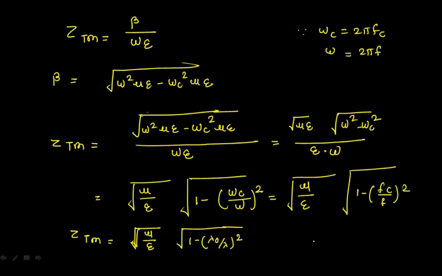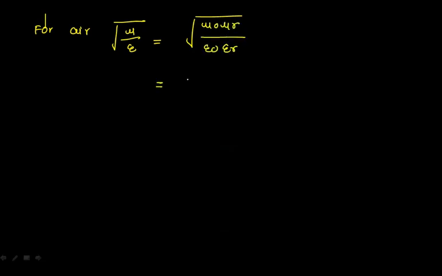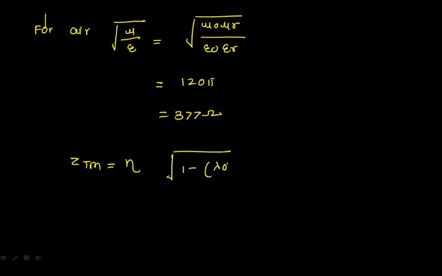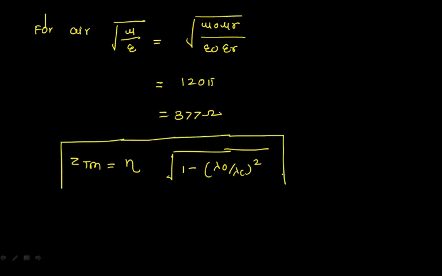Or again I can write here for air, this mu by epsilon is nothing but mu 0 mu r by epsilon 0 epsilon r, and we have already solved, which comes to 120 pi, or you can say this is 377 ohm. So this is the free space impedance, so I can put that value over there. So ZTM is equal to neta times square root of 1 minus (lambda 0 by lambda c) square. So I can say the impedance of my TM wave is nothing but the multiplication of intrinsic impedance with square root of 1 minus (lambda 0 by lambda c) square.